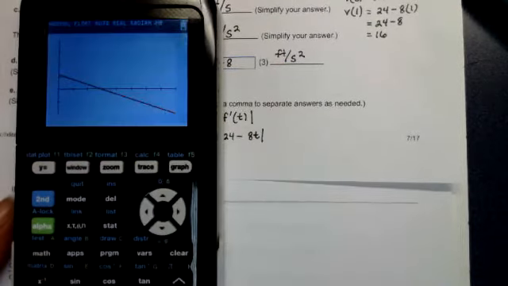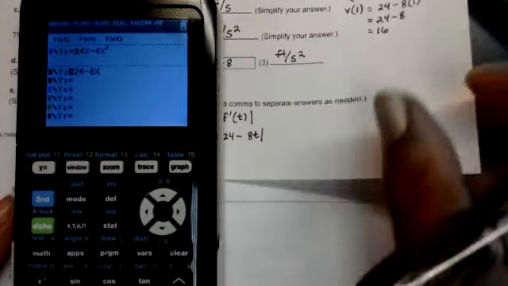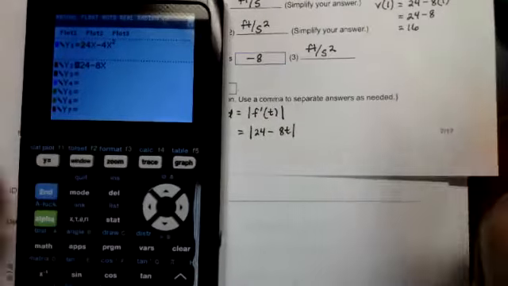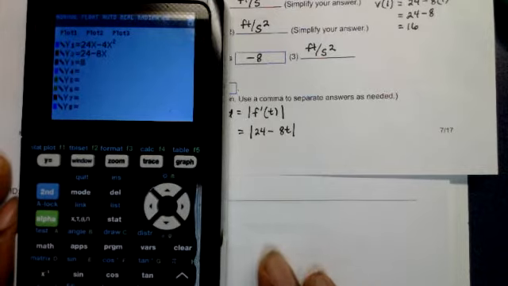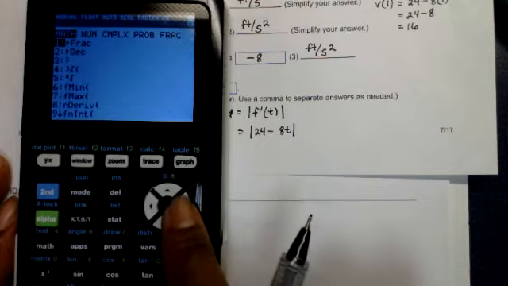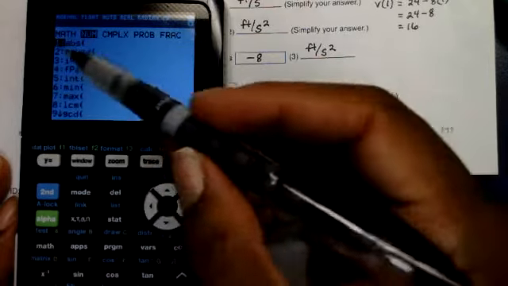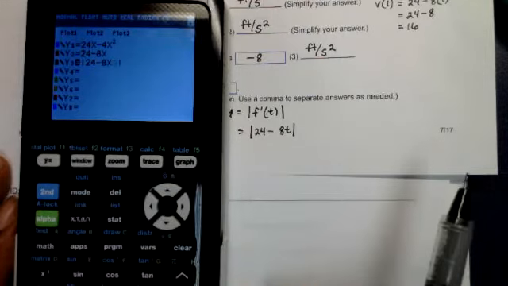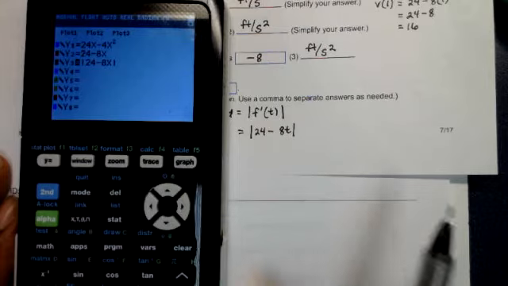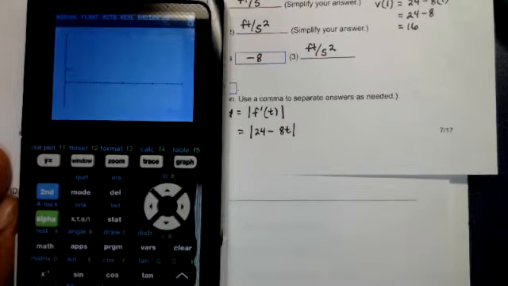All right, so I'm going to go to y equal to. Let's go ahead and turn that y2 equation off. And for the absolute value, you press the math key, go to the number menu, select number 1 for absolute value, and then type in 24 minus 8, and I'm going to let the t be x. And then I'm going to press graph.